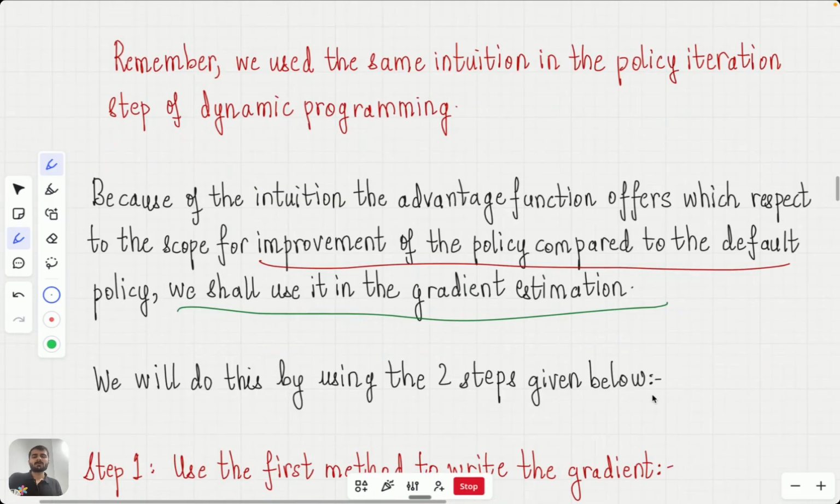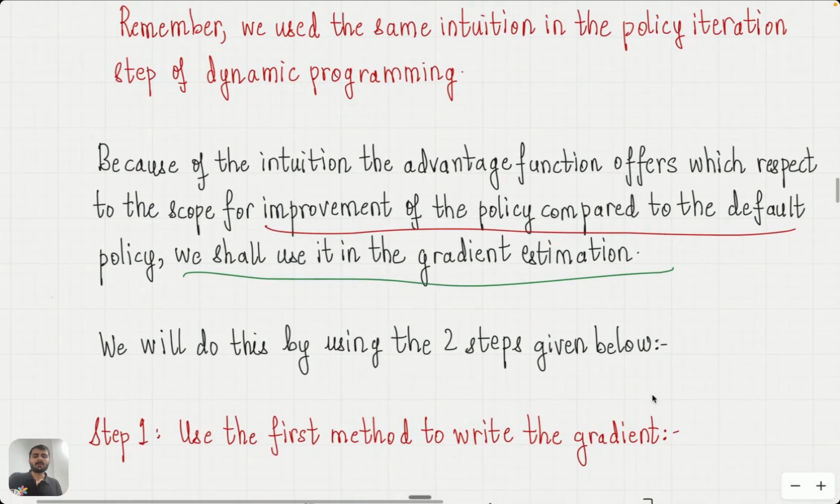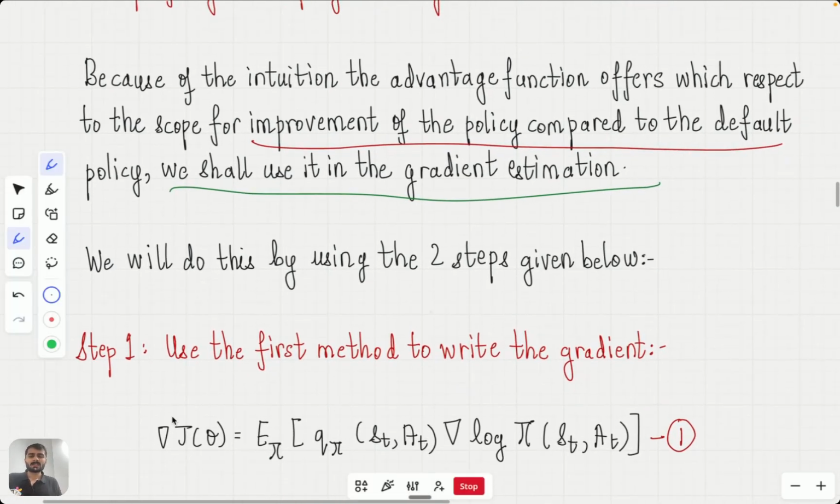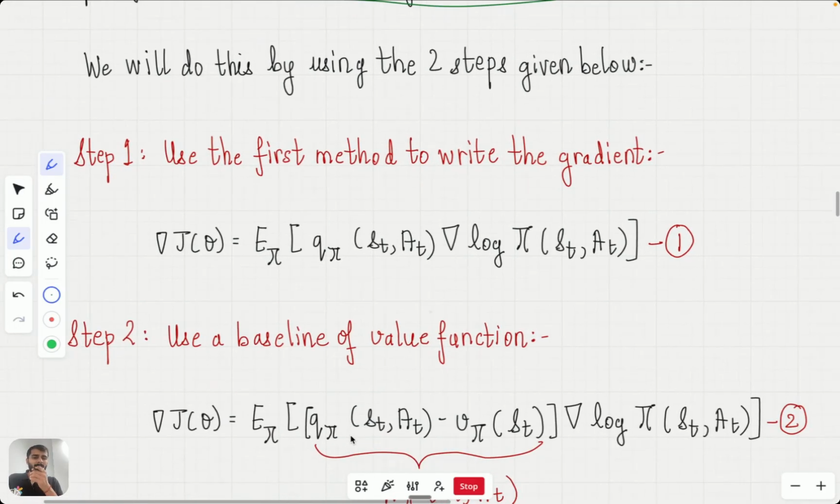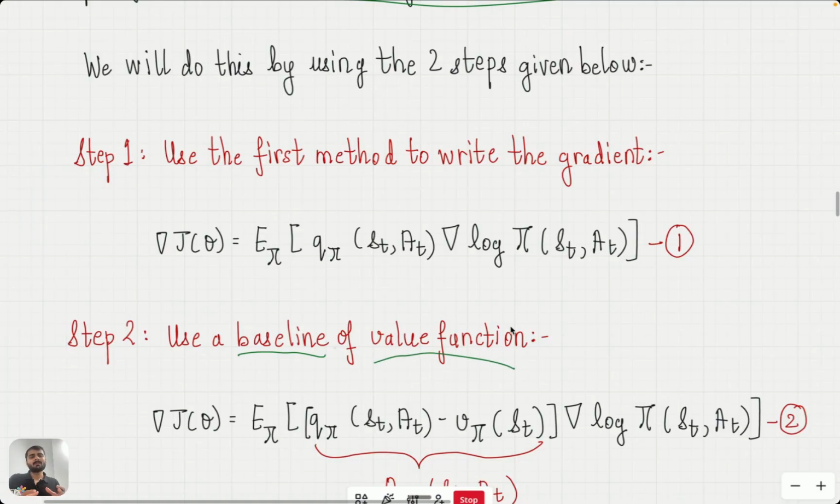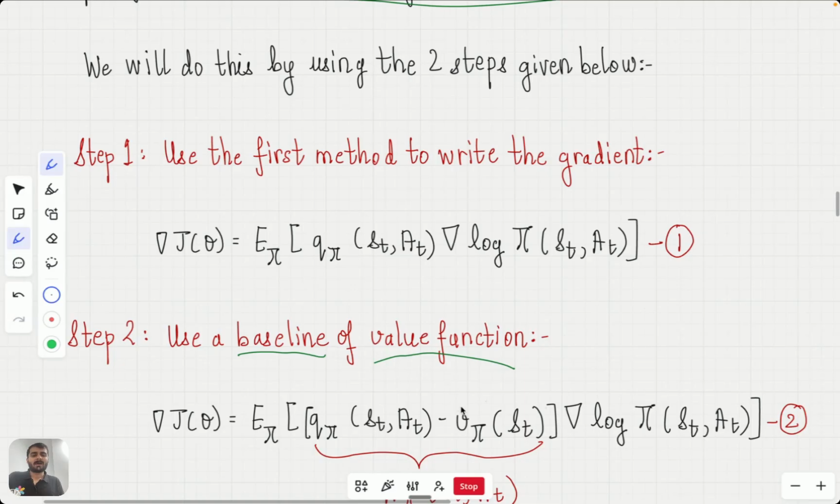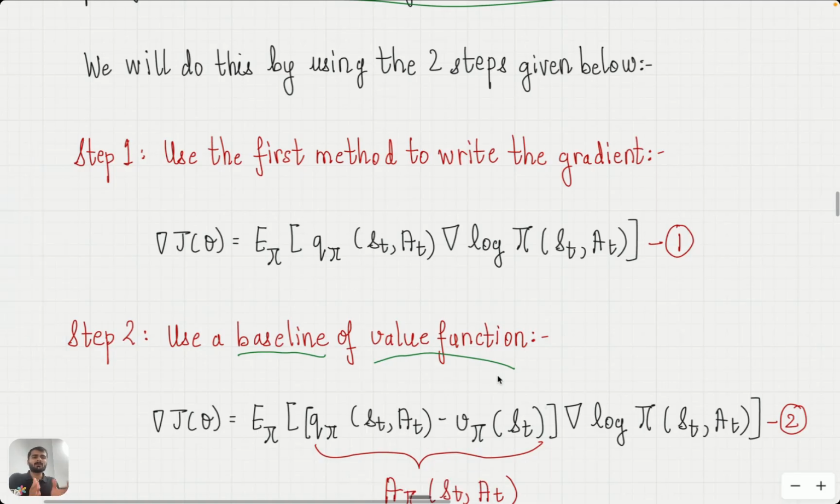Now, we will do this by using two simple steps given below. Firstly, we will use method number one to write the gradient, where we use the action value function as the first term, and then we use a baseline of the value function, which is method number three, where we had a baseline. Remember, the baseline can be anything as long as it is only a function of the states of the agent and not a function of the actions. And the value function is an appropriate baseline because it doesn't depend on the actions, it's only written for a specific state.